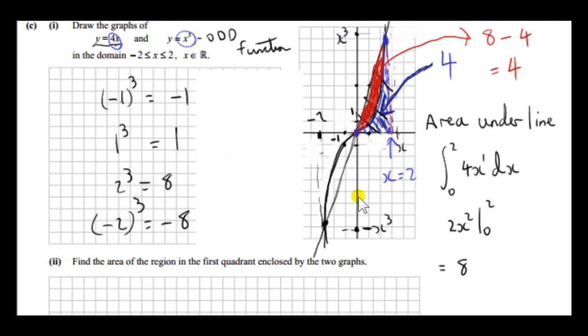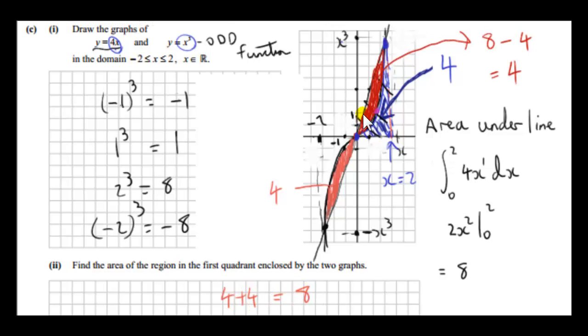So as I explained to you earlier, this part of the graph has the same shape as the part in the first quadrant. So this area will be the same by symmetry. So this area is also 4. So the total area is 4 plus 4, which is 8. Now when I say the graphs are symmetric, I mean that the graph is symmetrical under central symmetry in the origin.